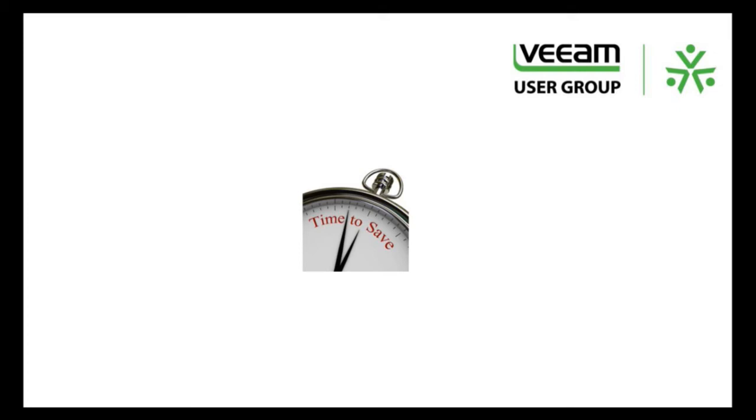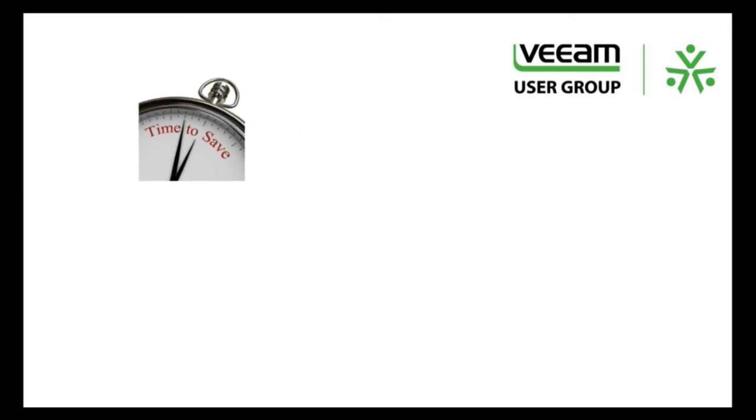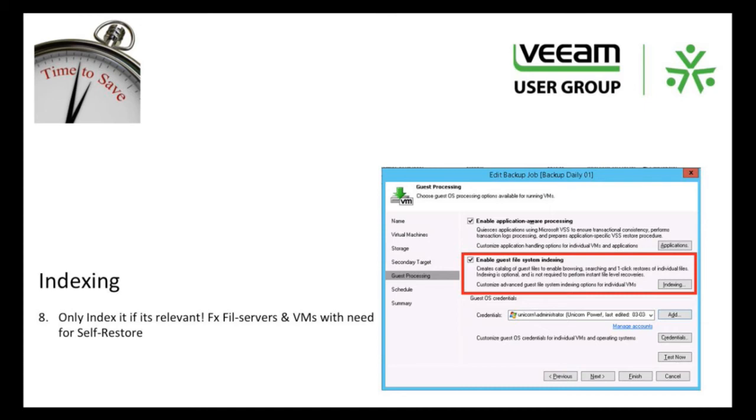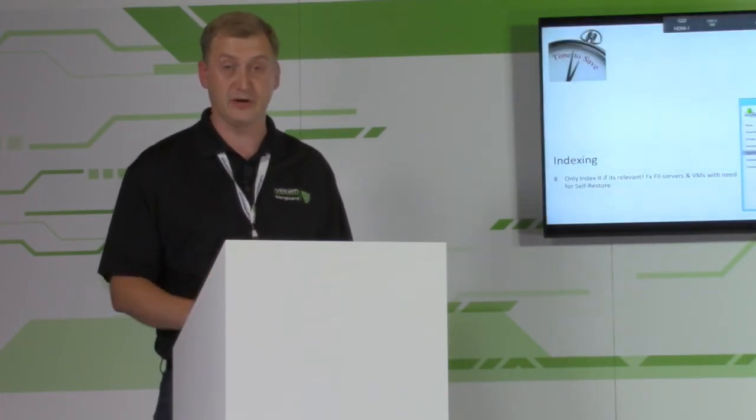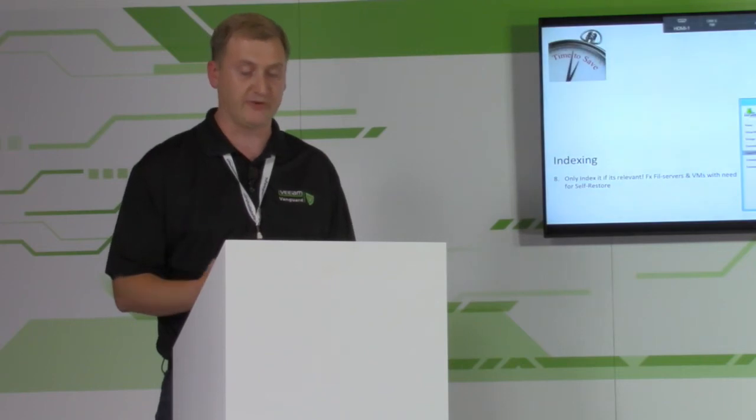Another item on your backup to-do list that can consume a lot of time is indexing. A lot of people have indexing enabled just because it's a checkbox that they can check, so it's important to really understand what this actually means. Indexing is only relevant if you're going to be doing searches for files across backup jobs, across VMs in Enterprise Manager. So the first question you can ask yourself is, do I actively use Enterprise Manager? Do I even have it installed?